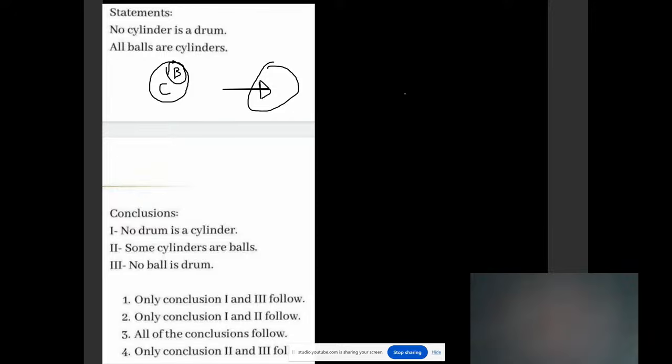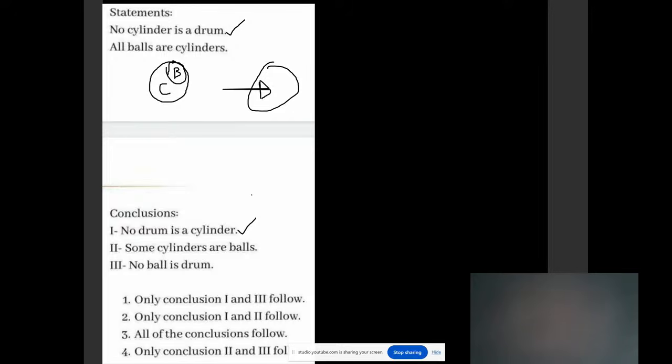No cylinder is a drum and all balls are cylinders. So this is the minimum possible diagram. From this we should check for conclusions. No drum is a cylinder. When no cylinder is a drum, then automatically no drum is a cylinder. So the first one is 100% true because the first statement itself says that conclusion one is true.